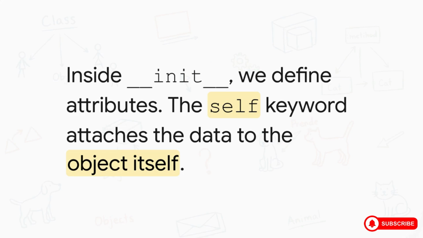We define the object's attributes. These are just variables that belong to each specific object. Now look closely at that line, self.make equals make. What we're doing here is taking the make value that was passed in and storing it in a brand new variable called make that is attached directly to the object itself. And that little self keyword is the key to this whole operation.